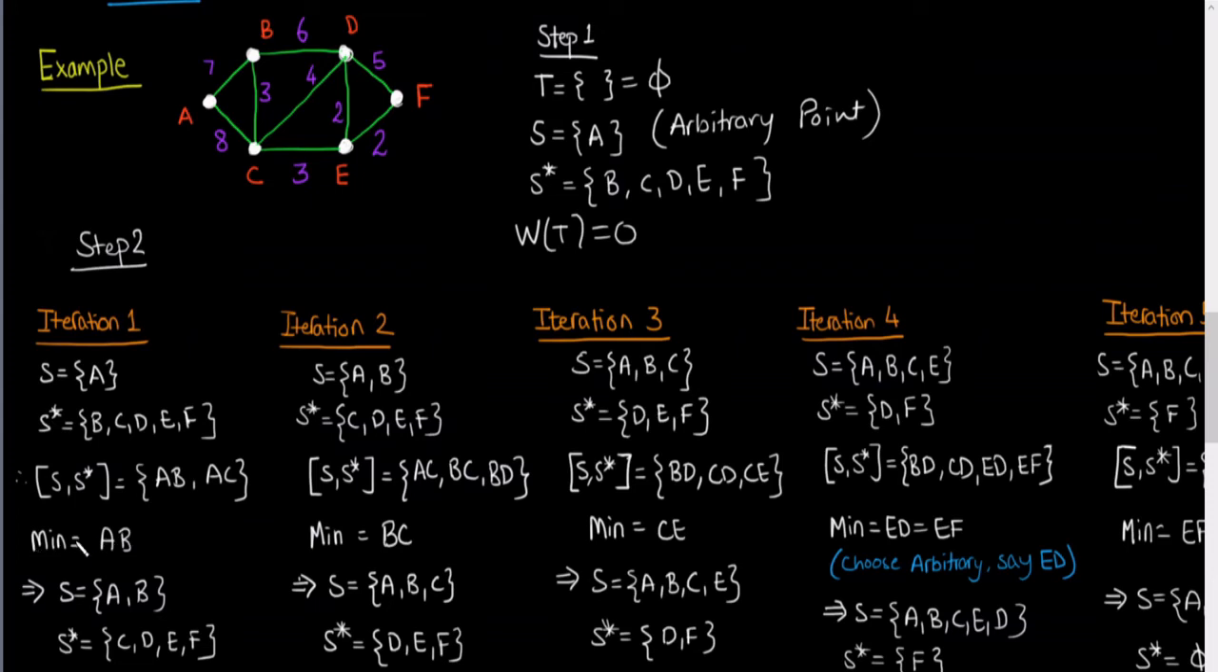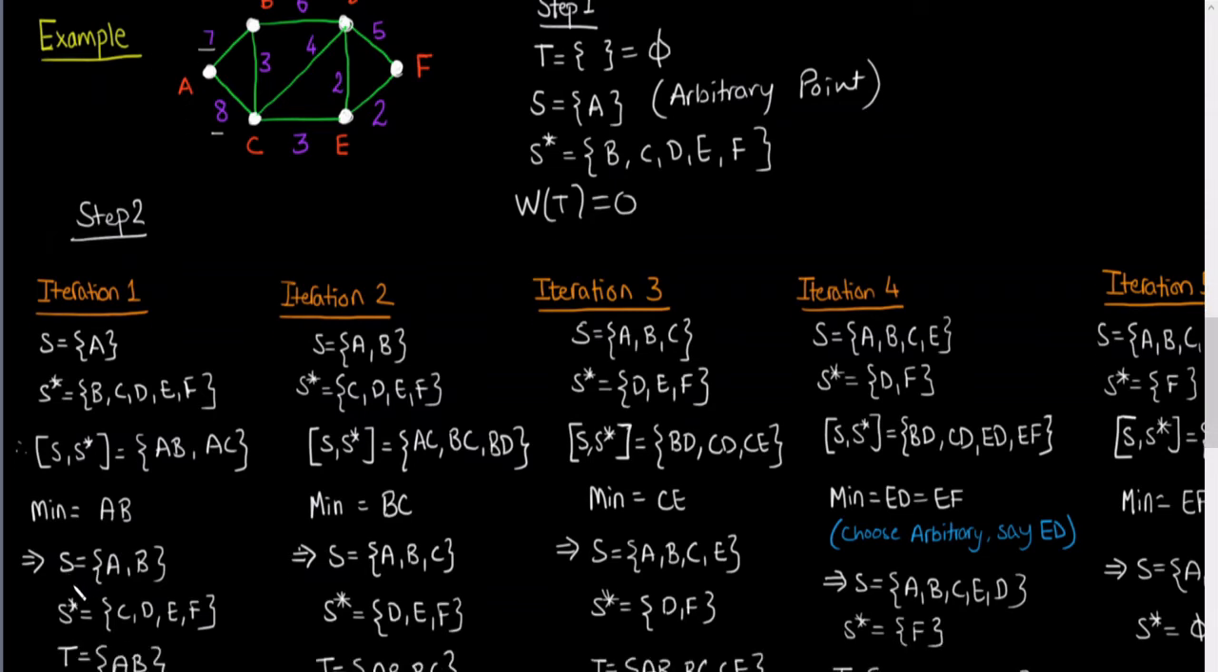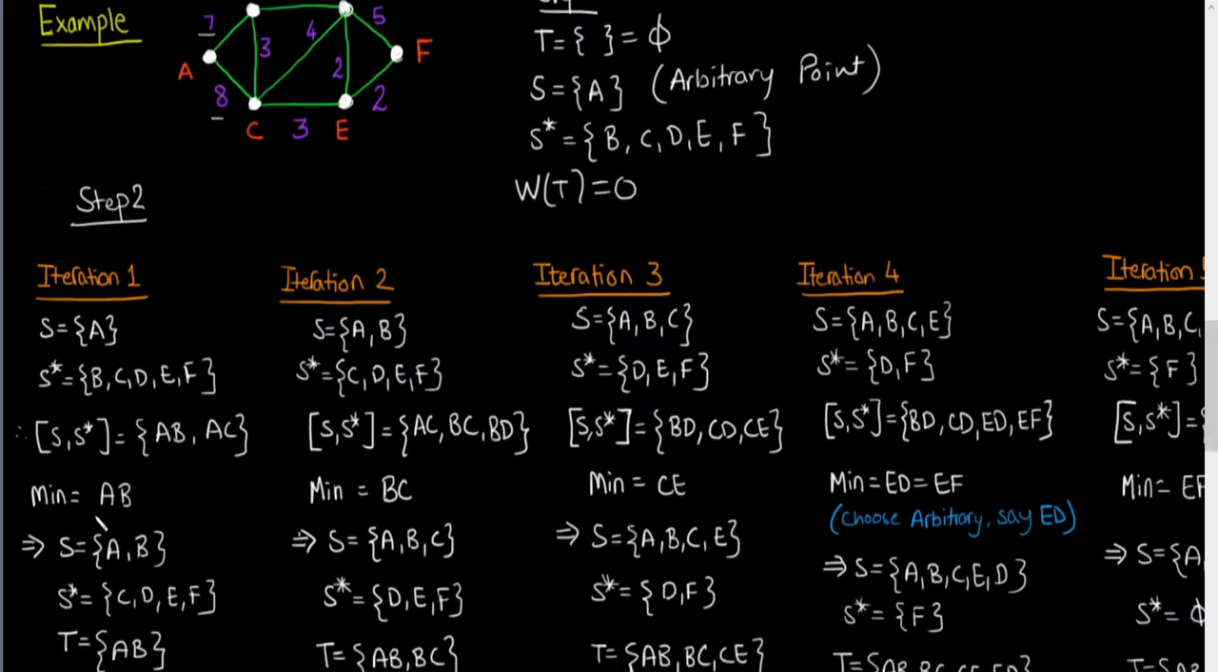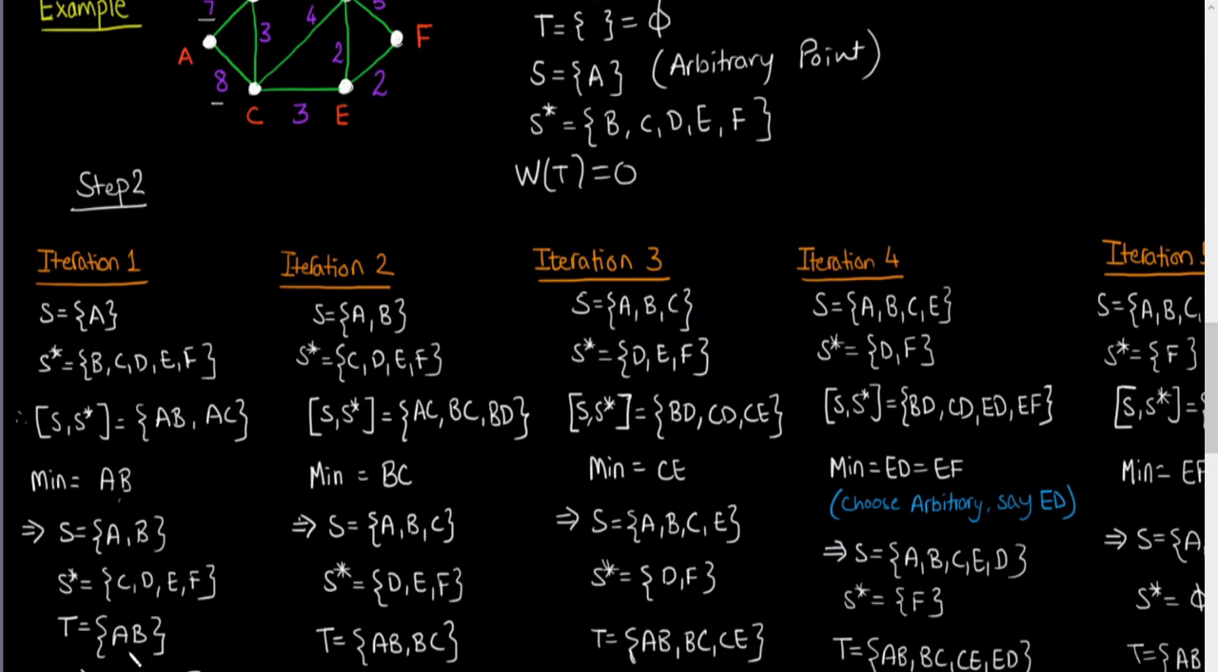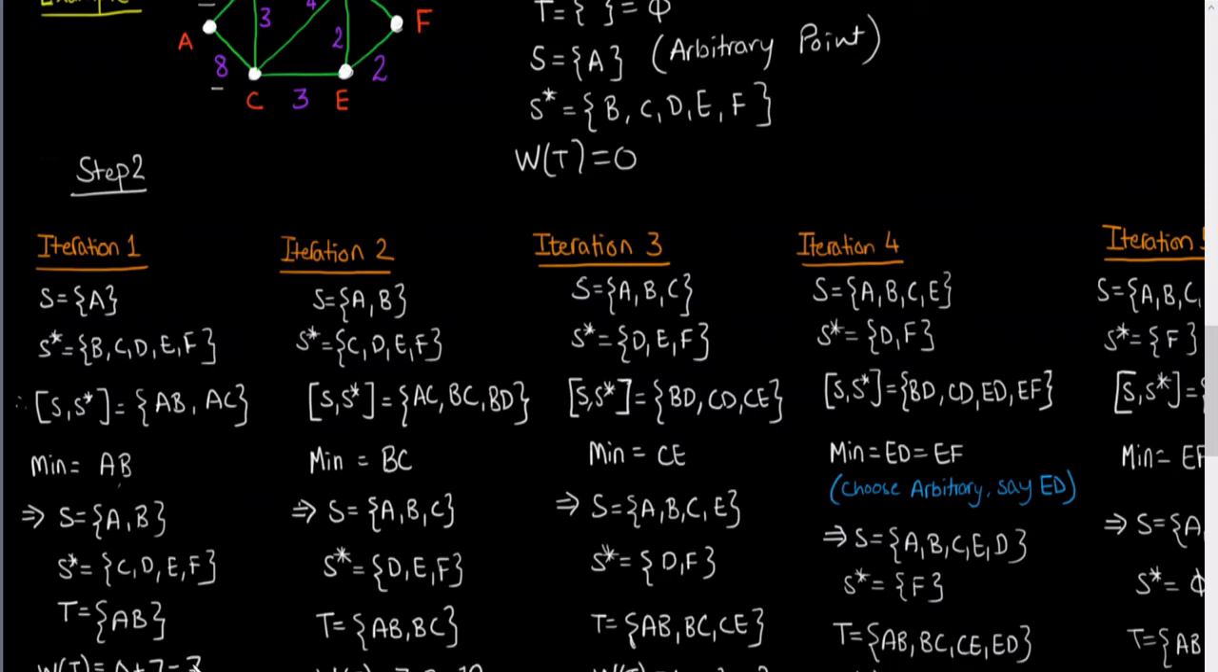Now we find the edge with minimum weight. So we see that AB has a weight of 7 and AC has a weight of 8. So obviously edge AB is the minimum one. So I'm going to be appending my S to be my A plus my new point, that is B. And S star as a result would be C, D, E, F. My T would be T, that was the initial null set, union my new edge, that is AB. So null union AB is AB itself, and my weight becomes 0 plus weight of AB, that is 7. So weight is 0 plus 7 equal to 7. So that's it with my iteration 1.